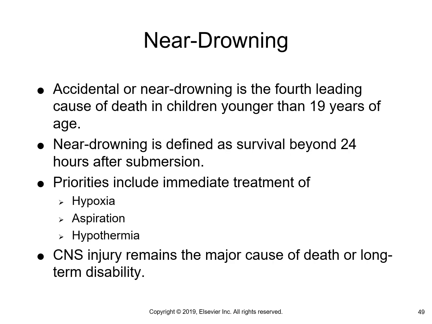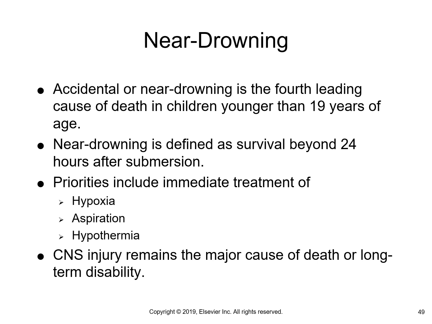Okay, near drowning. Accidental or near drowning is the fourth leading cause of death in children younger than 19 years of age. Near drowning is defined as survival beyond 24 hours after submersion. Submersion for more than 10 minutes with failure to regain consciousness at the scene or within 24 hours is an ominous sign and indicates severe neurologic deficits if the child survives.